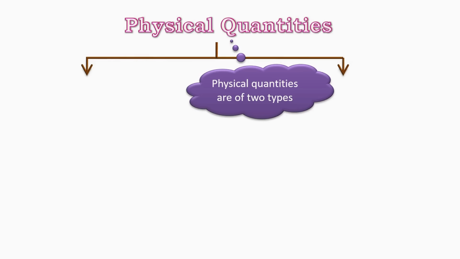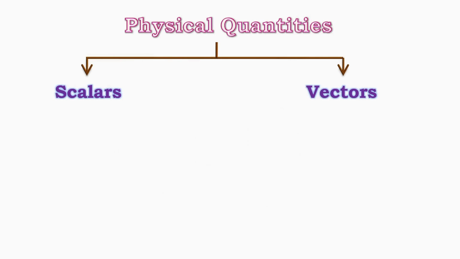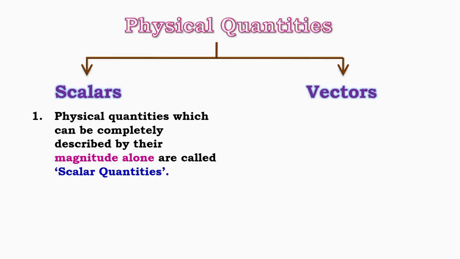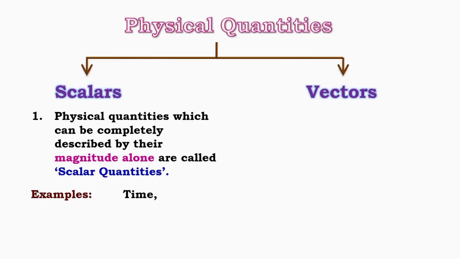Types of physical quantities. Physical quantities are of two types: scalars and vectors. Scalars definition. Physical quantities that can be completely described by their magnitude alone are called scalar quantities. Magnitude means value or number. To measure time, direction is not required. Only the value matters.